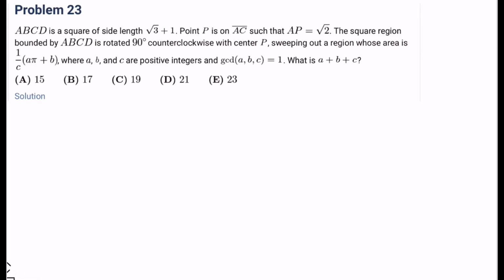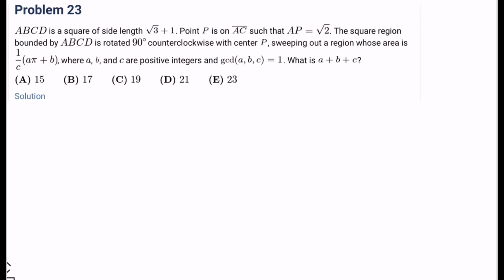Number 23. ABCD is a square of side length root 3 plus 1. Point P is on AC such that AP is equal to root 2. The square region bounded by ABCD is rotated 90 degrees counterclockwise with center P, sweeping out a region whose area is 1 over C, A pi plus B, where A, B, and C are positive integers, and GCD of A, B, C is equal to 1. What is A plus B plus C?